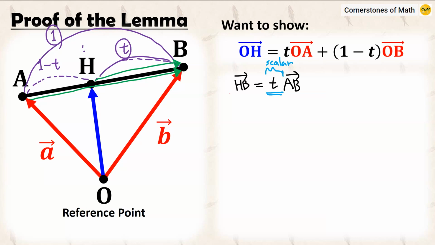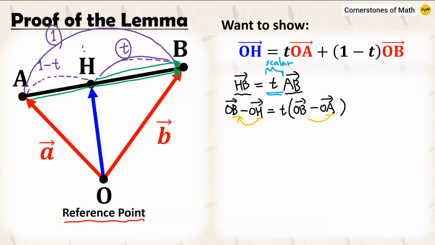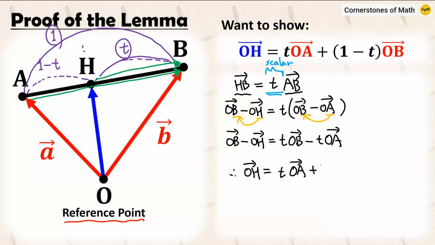Now it's time to use vector splitting, but with subtraction. You see, using this reference point O, vector HB can be expressed as vector OB minus vector OH, and vector AB can be expressed as vector OB minus vector OA. So we have vector OB minus vector OH equals t times vector OB minus t times vector OA, and if we solve for vector OH, we obtain t times vector OA plus 1 minus t times vector OB.